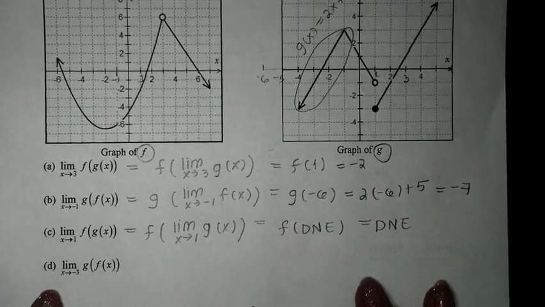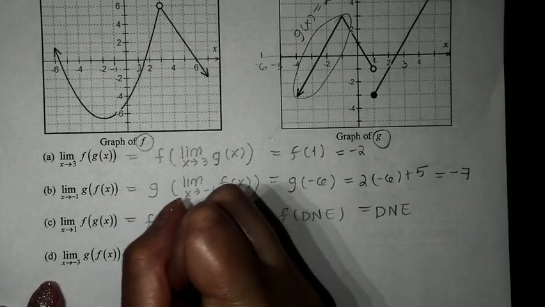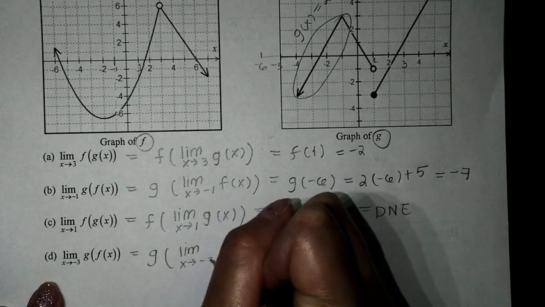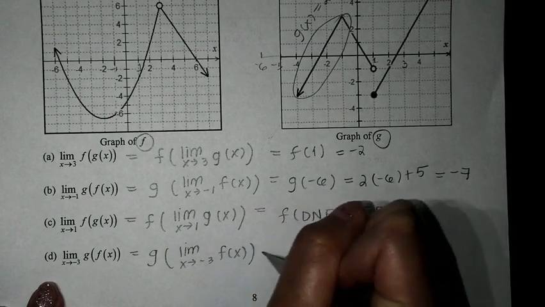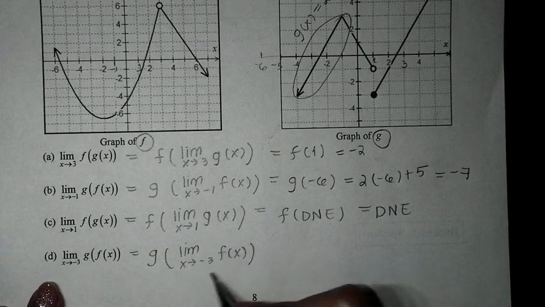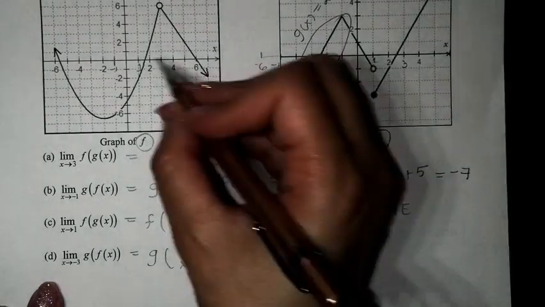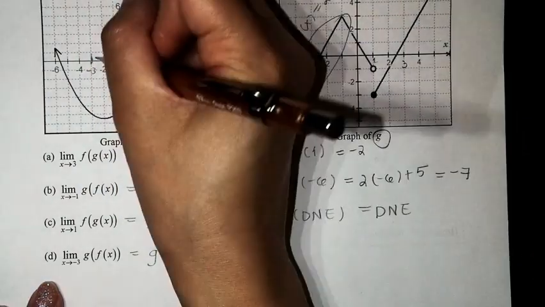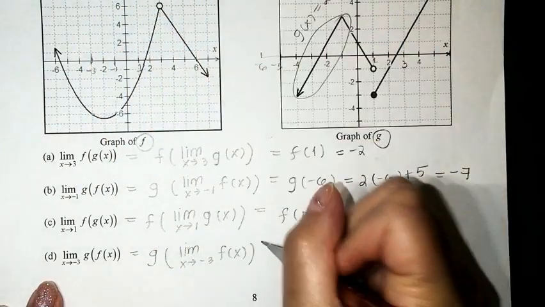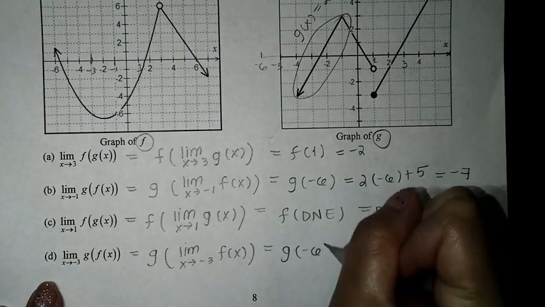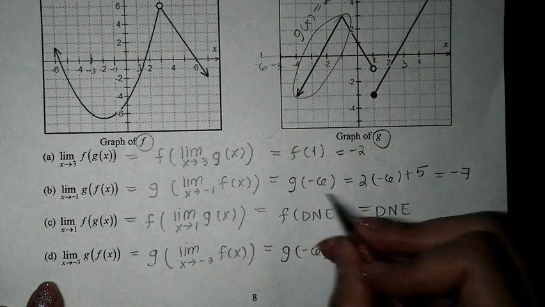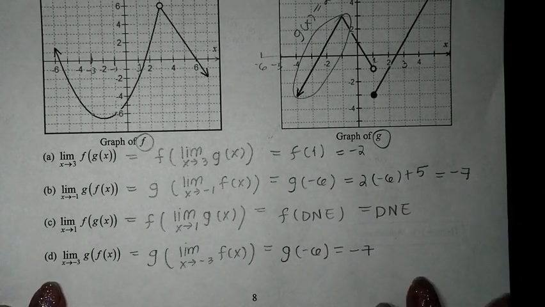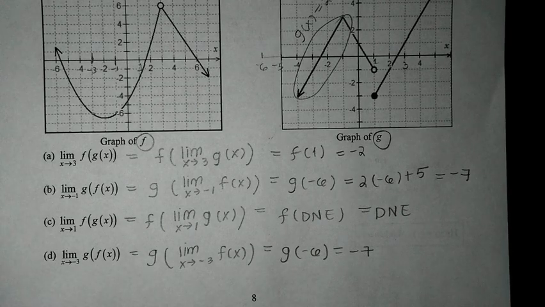So you have this. Now for d, what you have over here is g of the limit when x approaches -3 of f of x. Now what we have here is, you look at the graph of f, you go to -3, which is here. So what do you have here? You hit here -6 again, so g of -6, that we already know the value, that it was -7 from part B. So that's what we have for this problem.